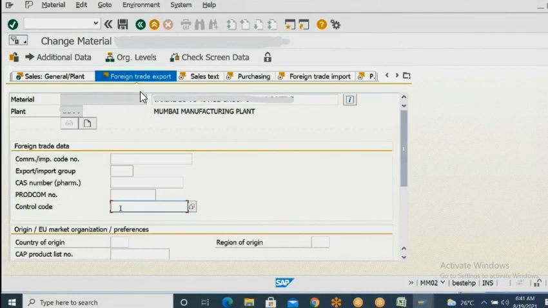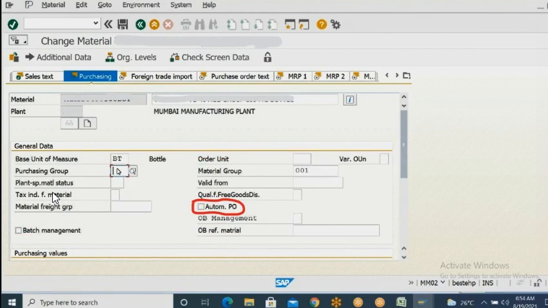Here in foreign trade export we have control code. Here we maintain HSN codes. HSN codes will help to determine GST rates, and these HSN codes will be provided by the government. Here HSN stands for harmonized system nomenclature. So in control code we maintain HSN codes.